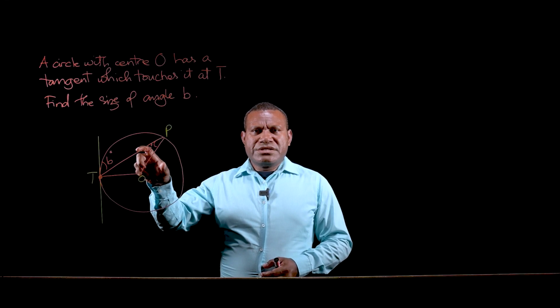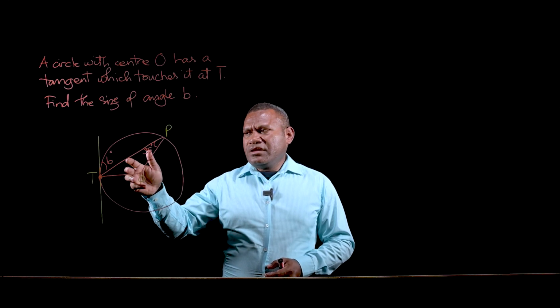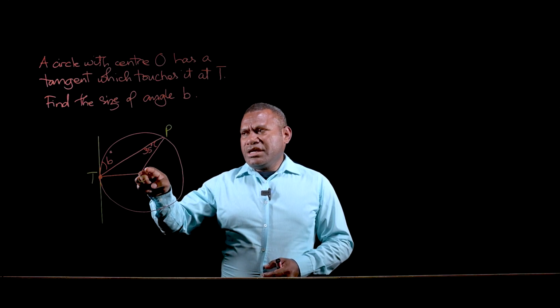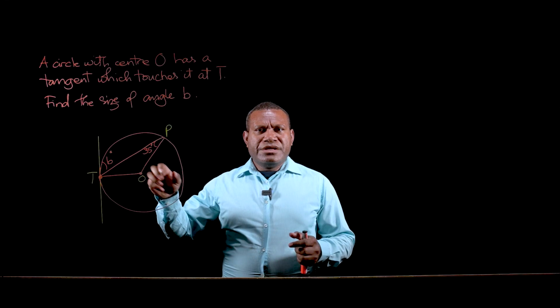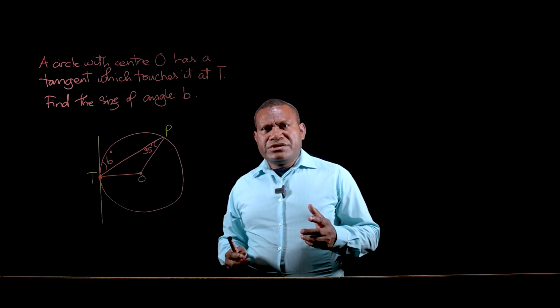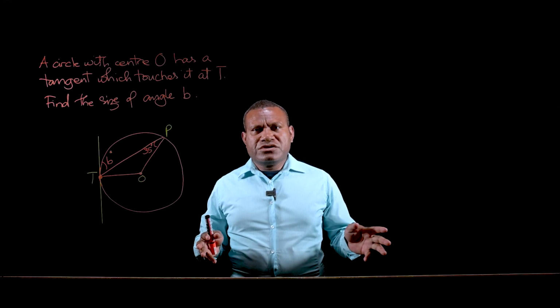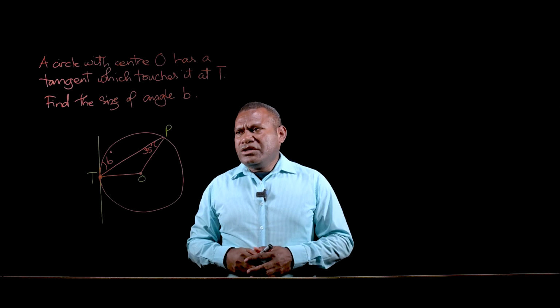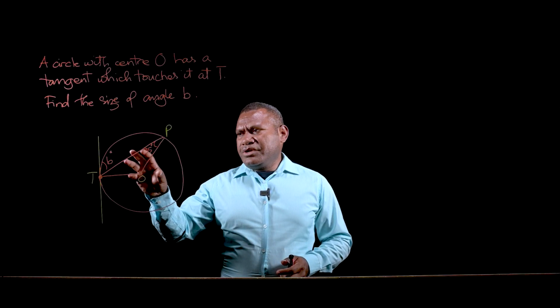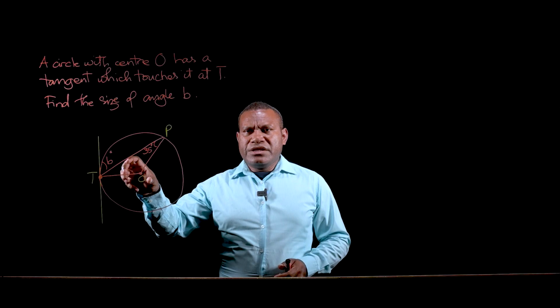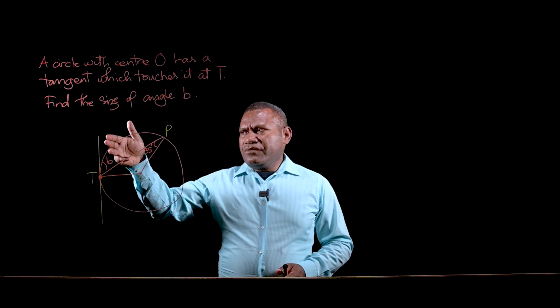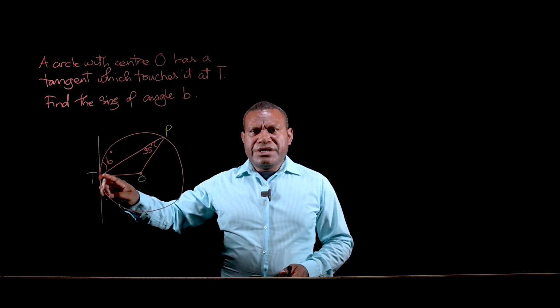We are not given the sides. We are not given this angle, and no side. So the idea of Pythagoras theorem and trig ratios are now out. You cannot apply that. So we're just going to concentrate on this triangle and the properties of the tangent with the radius.